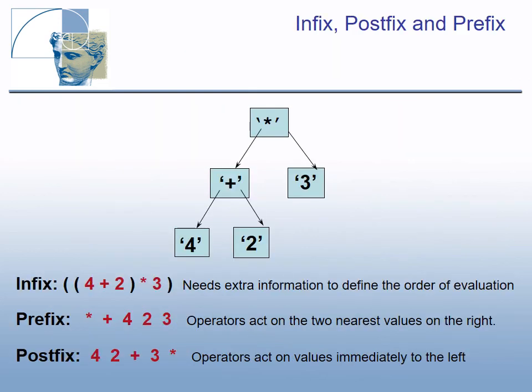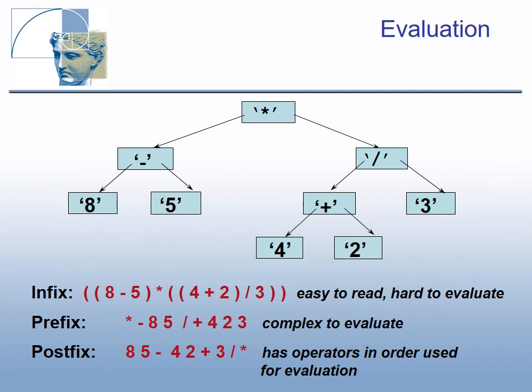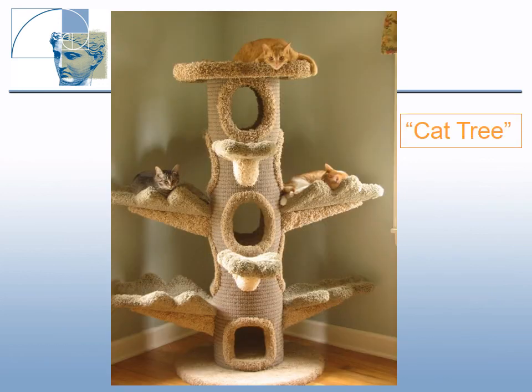This is an example of the binary expression tree with different traversals producing infix, prefix, and postfix notations. The order of the tree traversal for a more complex expression is shown in blue. The actual order of the evaluation is shown below. The summation operation is calculated first because it first gets both of its operands. Infix notation is easy to read for humans, but hard to evaluate for computers. Prefix notation is complex to evaluate for computers too. So computers evaluate expressions using postfix notation. This special binary tree structure is called a cut tree.